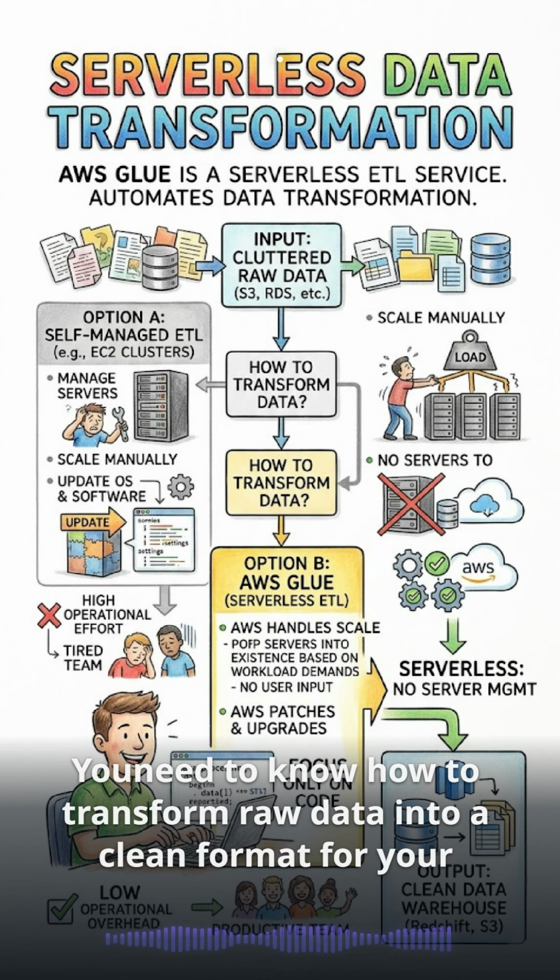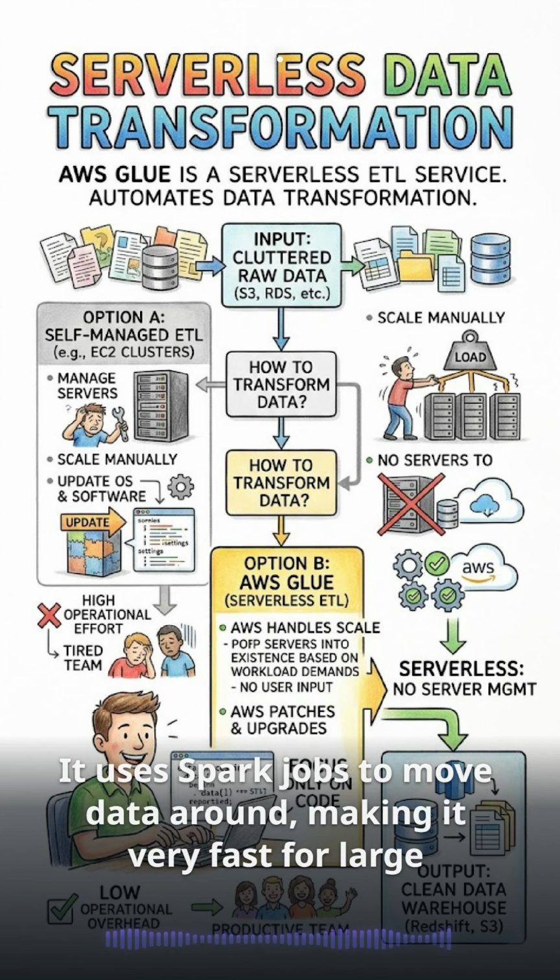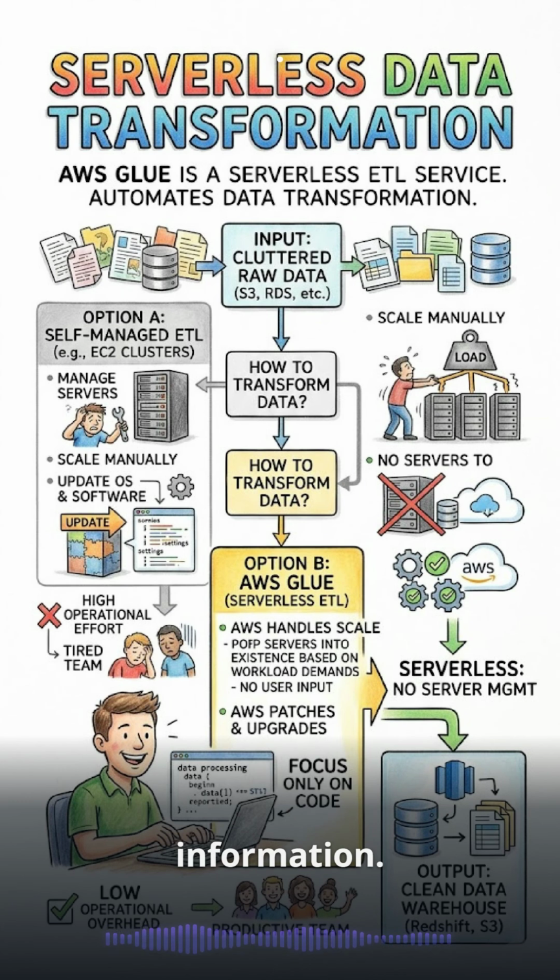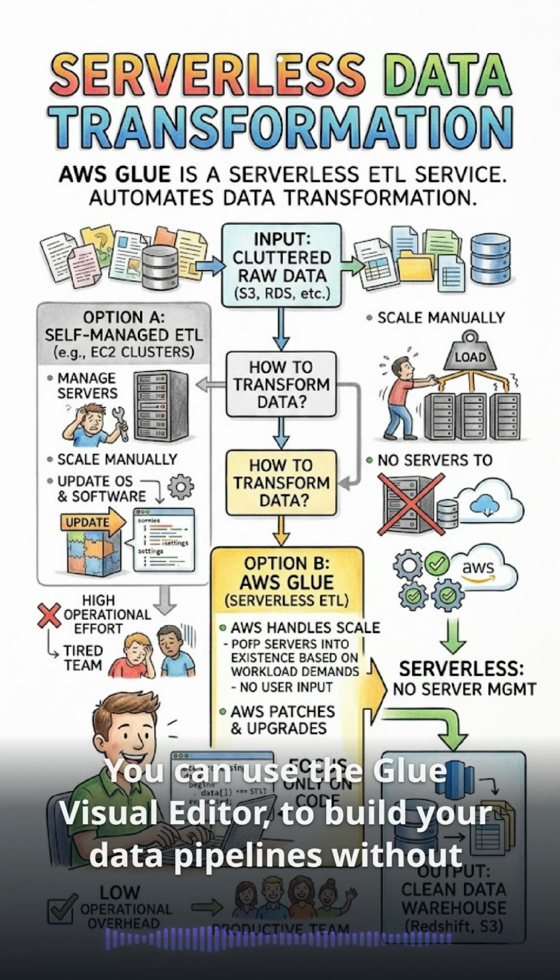AWS Glue is a serverless tool, which means you do not have to manage any cloud servers yourself. It uses Spark jobs to move data around, making it very fast for large amounts of information. You can use the Glue visual editor to build your data pipelines without writing any complex code.